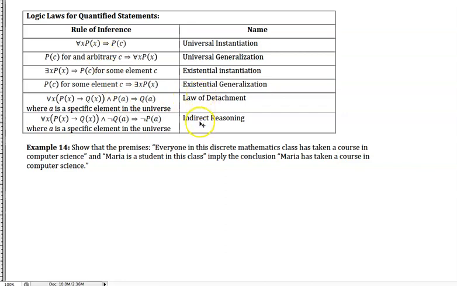And we have two basic laws. The law of detachment, that we've used before: for every x, if P of x then Q of x is true, and P of a is true, then Q of a is going to be true. All right? And the indirect reasoning says that for all x in the universe, if P of x then Q of x is true, and not Q of a, then not P of a. So that's the indirect reasoning version for quantified statements.